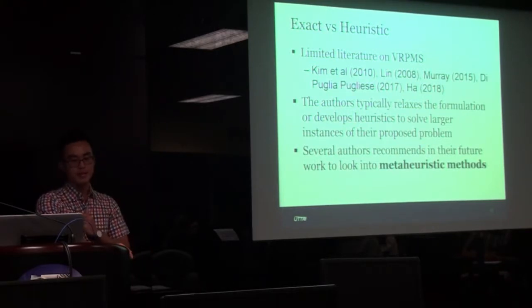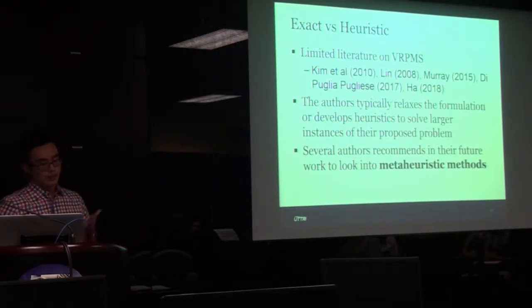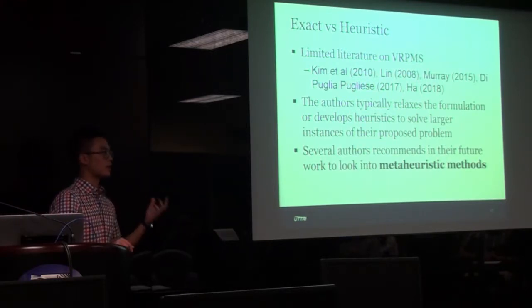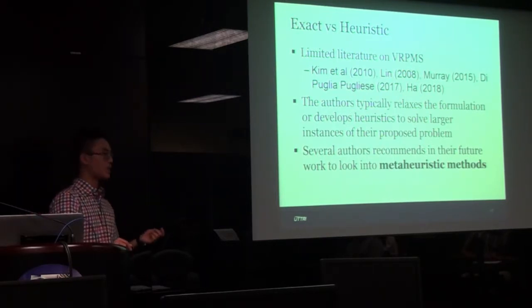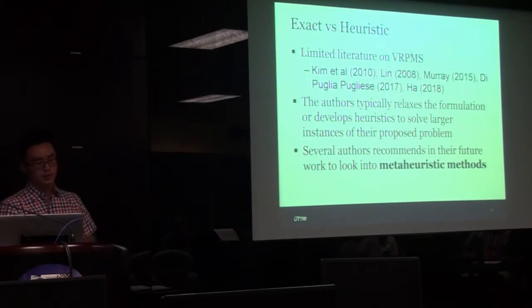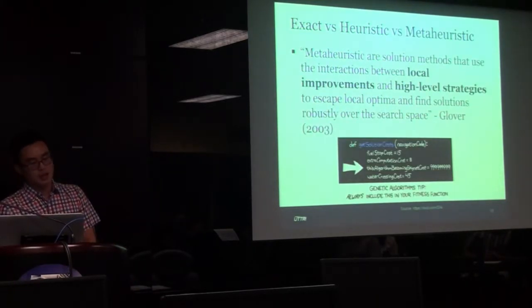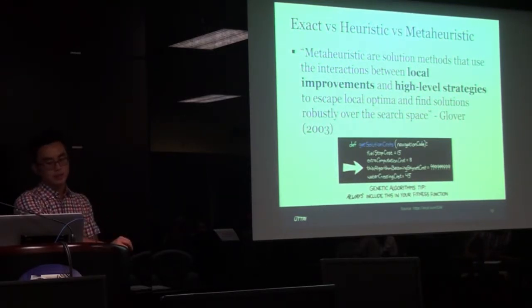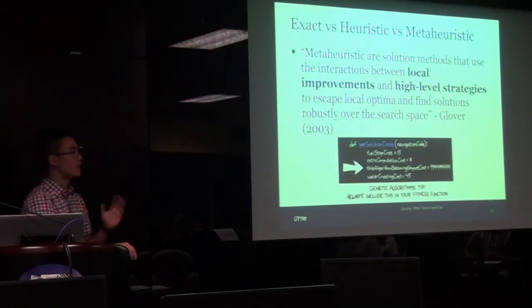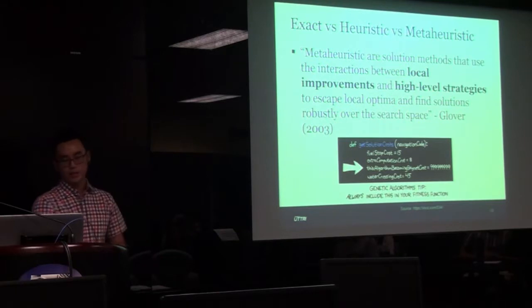So my problem is called VRPMS, and there's limited literature that currently exists. Here are some, and the general format of these papers is that they use an exact formulation to describe the problem, and typically they relax some of the formulations or develop some kind of heuristic to solve larger instances of their proposed problems, and they often recommend looking into what are called meta-heuristic methods. So what are meta-heuristics? Here's a definition taken from a book by Glover, and essentially it says meta-heuristics are solution methods that use the interaction between local improvements and some kind of high-level strategy.